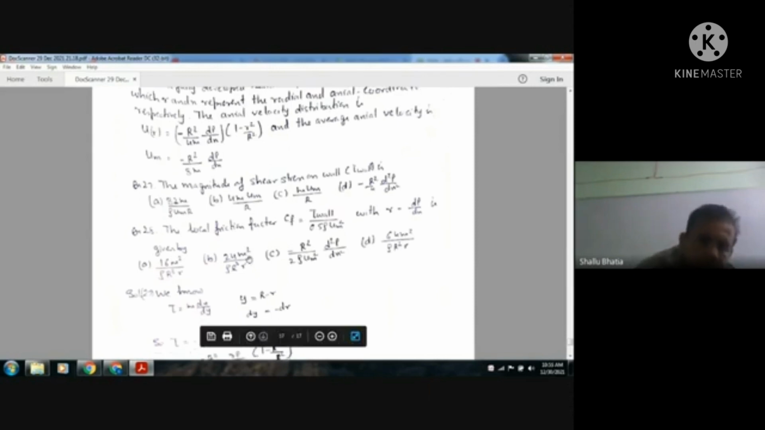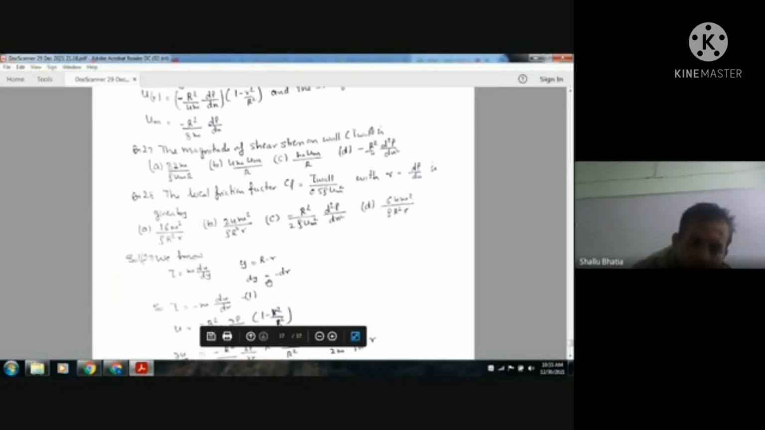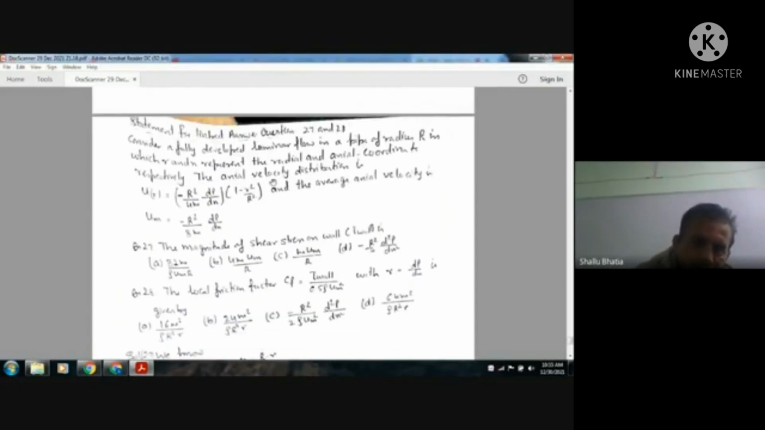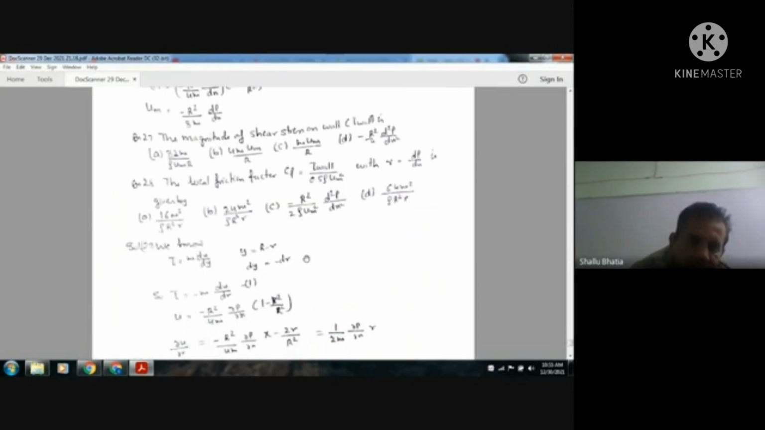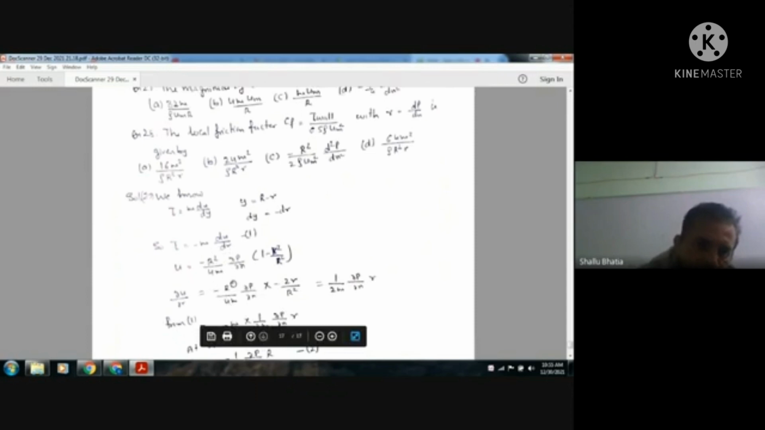Okay. Now we know that according to Newton's law we have tau equal to mu du by dy, where y is R minus r, because here the laminar flow in the pipe has been considered. So y is the distance from the surface. So it is R minus r, and dy is minus dr. Putting these values we have tau equal to minus mu du by dr. As u is given as minus R square by 4 mu dp by dx into bracket 1 minus r square by R square.